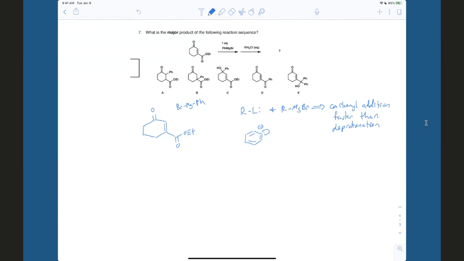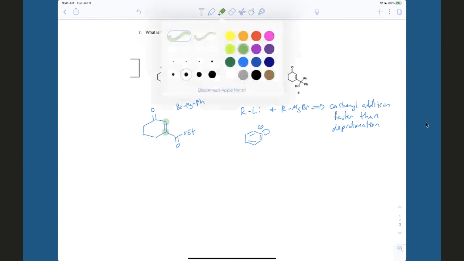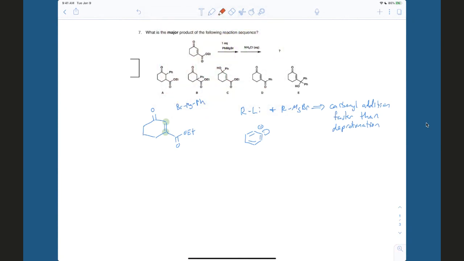That means we're probably not going to have an attack on the double bond, because you could view either this carbon or this carbon as being electrophilic for a soft nucleophile, because each of those are 1,4 to either the ester or the ketone. So this leaves us with two options. If we're not going to deprotonate, and we're not going to add to the carbon-carbon double bond, we're going to do a 1,2 addition. We can either attack the carbonyl of the ketone or the carbonyl of the ester.